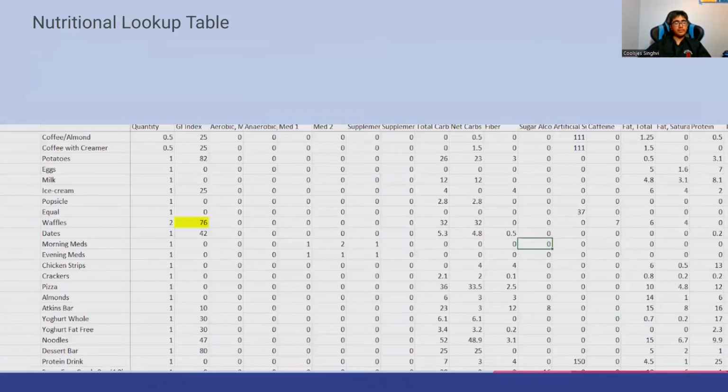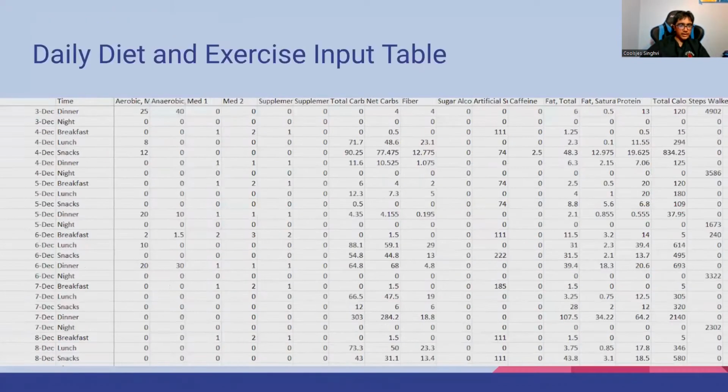Here's my nutritional lookup table. For food, I divided it into categories based on individual nutrients. But not all foods have a food label. So I went to a site called Nutritionix, which gets their data from the United States Department of Agriculture, and used that to calculate the food. Here's my daily data and exercise input table.